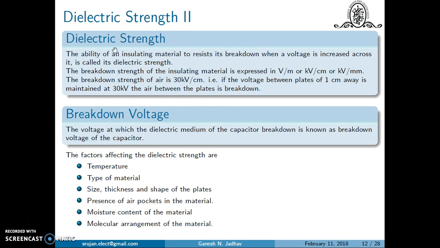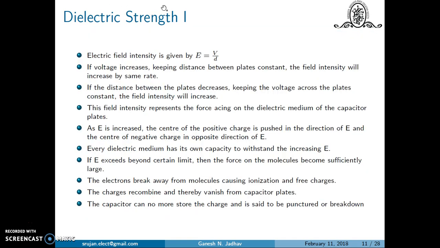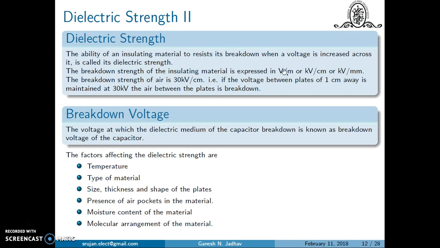So how do we define dielectric strength? It is the ability of an insulating material to resist breakdown when voltage is increased across it. This ability to resist breakdown is known as dielectric strength. How do we express the breakdown strength? Voltage is in volts and distance between the plates is in meters, so it is expressed in terms of voltage per meter. Generally this voltage is very high, so it is expressed in kV per centimeter or kV per mm.